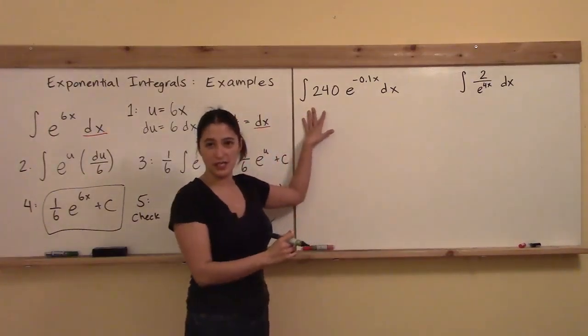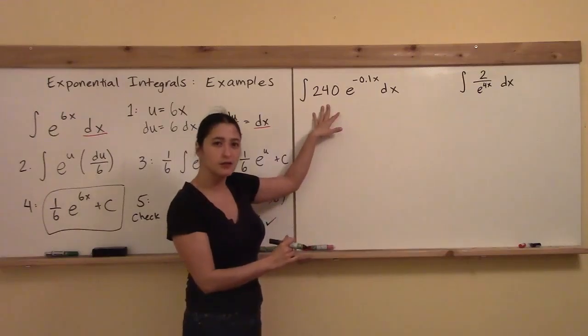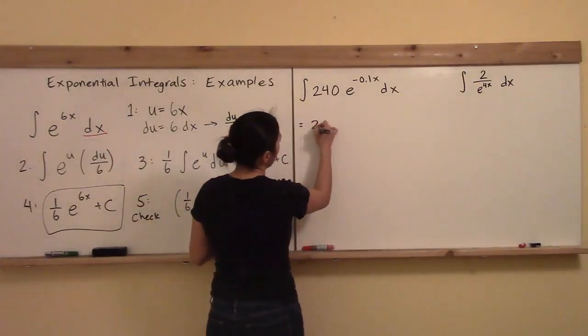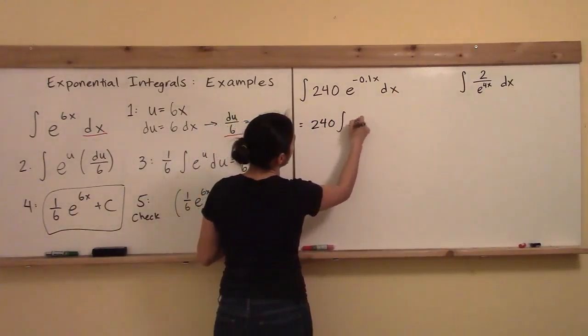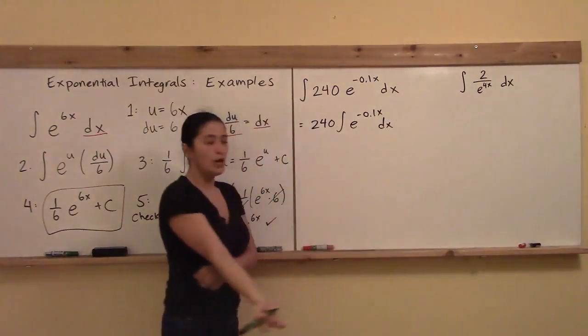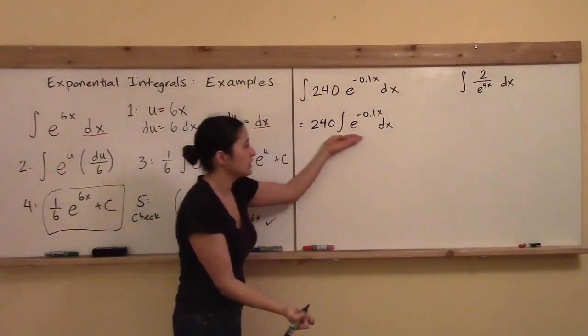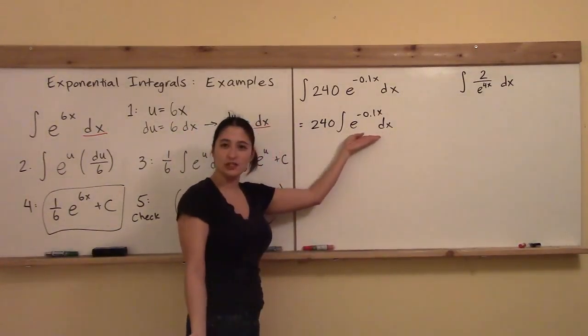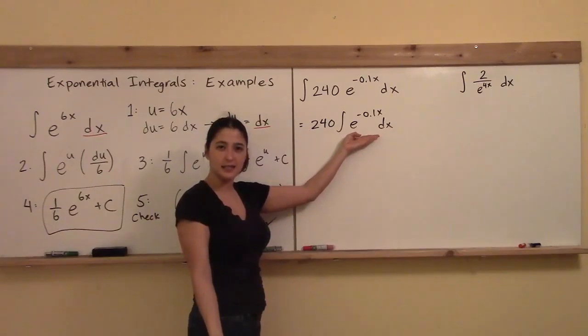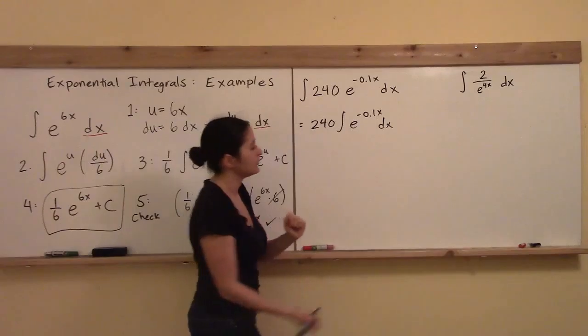Now for this one right here, I wonder if you saw the 240 on the outside, and similarly to other integrals we've worked with, you say, I don't want to deal with that while I'm trying to integrate, so I'm just going to move that to the outside. Go ahead and move that 240 to the outside, right? And then you can see that you have to integrate this, and this is just another e to the ax type, but the a is equal to negative 0.1 in this case, okay?